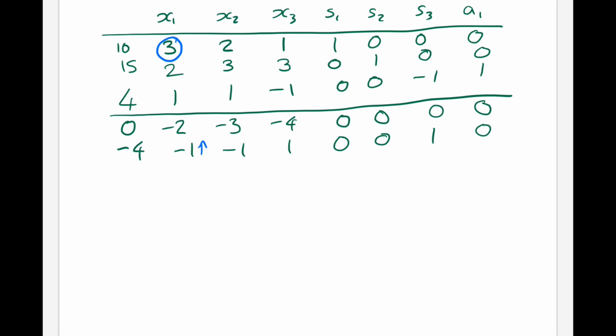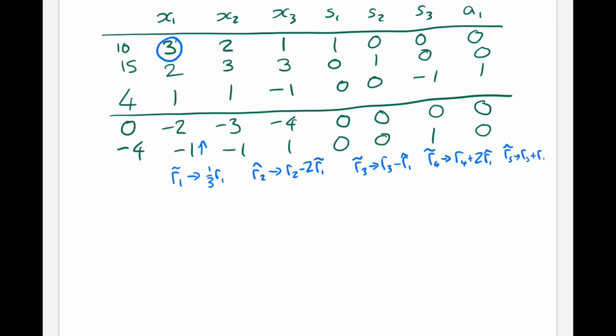Now we need to decide on our row operations, which will make this work column 1, 0, 0, 0, 0. So our new row 1 will become a third of the old row 1. Our new row 2 will become our old row 2 minus 2 our new row 1. Our new row 3 will become our old row 3 minus our new row 1. Our new row 4 will become our old row 4 plus 2 lots of our new row 1, and our new row 5 will become our old row 5 plus our new row 1.